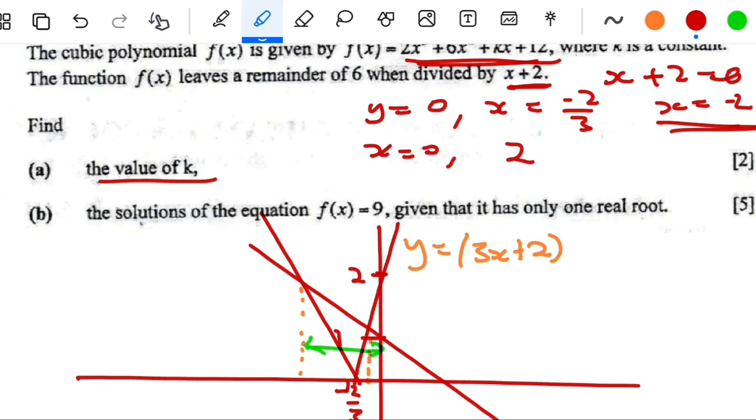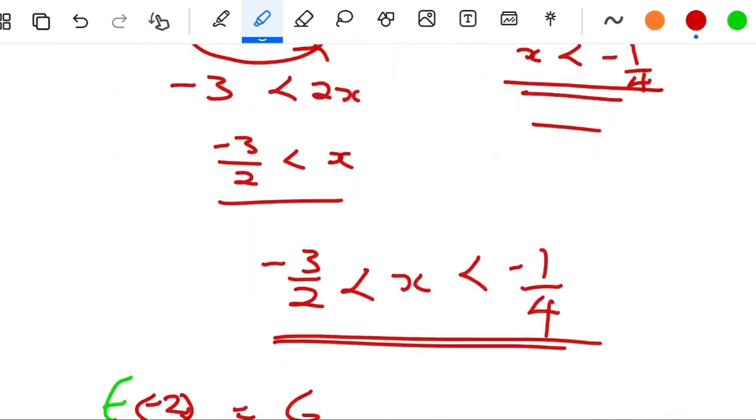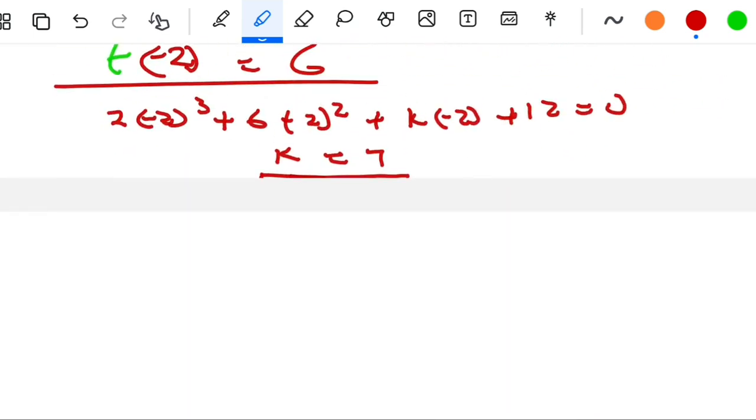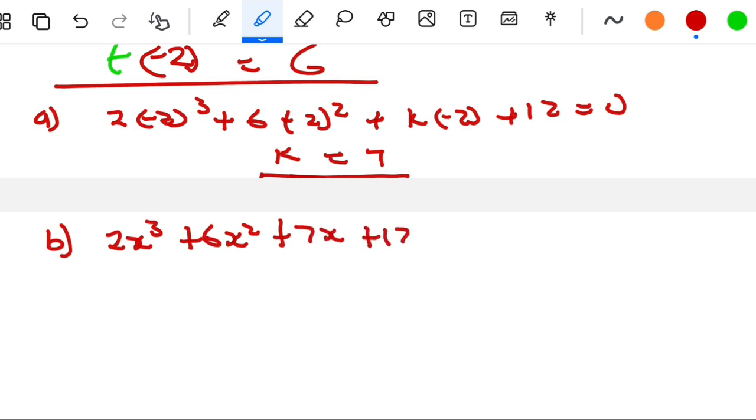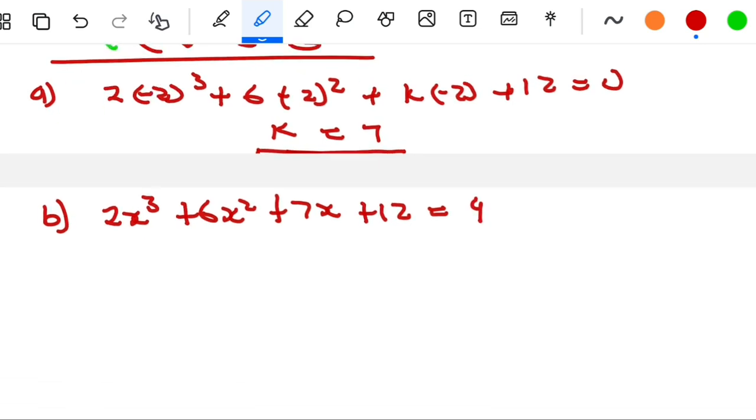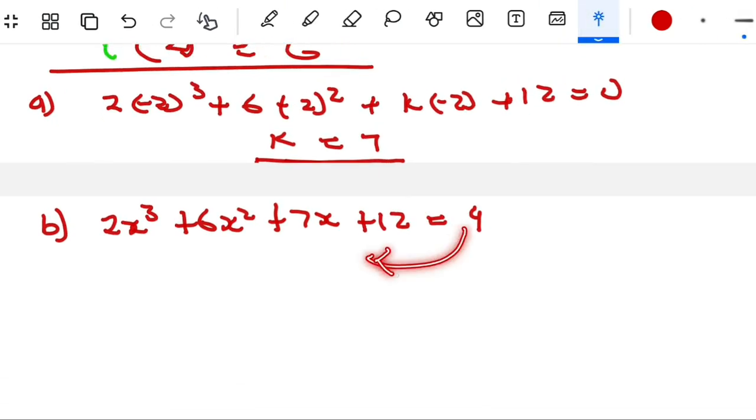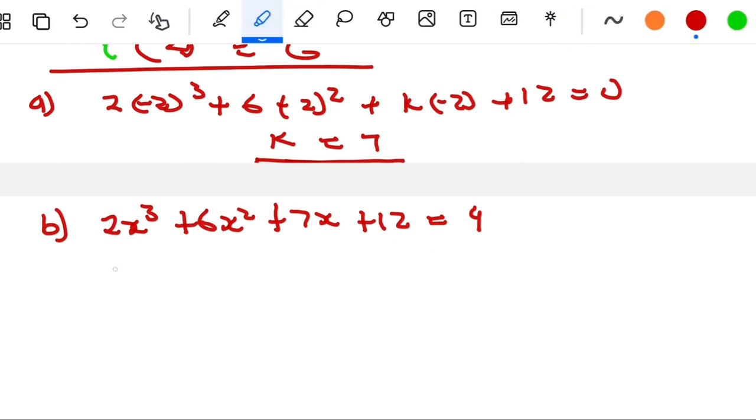Next, find the solution for the equation f of x equals 9, given that it has only one real root. Let's solve that equation when it is equated to 9. This was our part a, and now for part b we have 2x cubed plus 6x squared plus 7x plus 12 equals 9. If I take this 9 to the other side, I'm going to get 2x cubed plus 6x squared plus 7x plus 3.